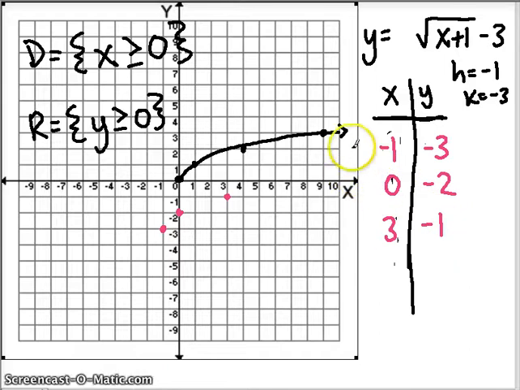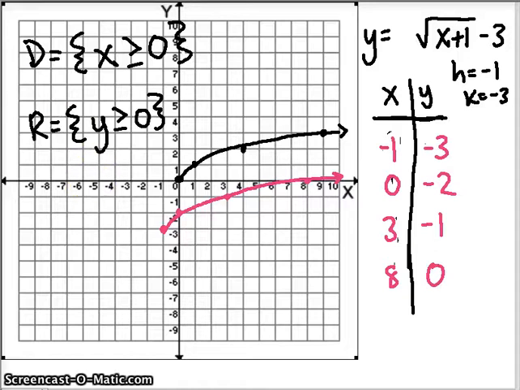One last one. Let's shift this to the left and down 3. 1, 2, 3. So if I have an input of 8, I should get an output of 0. 8 plus 1 is 9. Square root of 9 is 3, and 3 minus 3 is, in fact, 0. So our shifts held true. This is our original y equals the square root of x graph shifted to the left 1 and down 3.